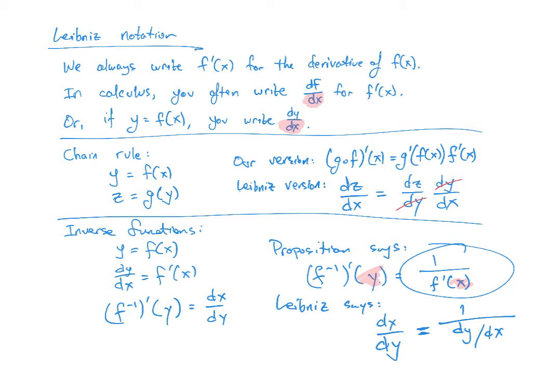Nothing's wrong with it as long as you're careful about it. One problem is, first of all, it kind of locks you into using x as the dependent variable. Whereas our f prime notation just says, okay, there's one variable in the rule for f. Take the derivative with respect to that, and then I can plug anything I want in there.